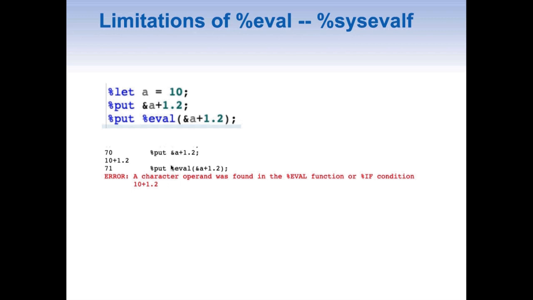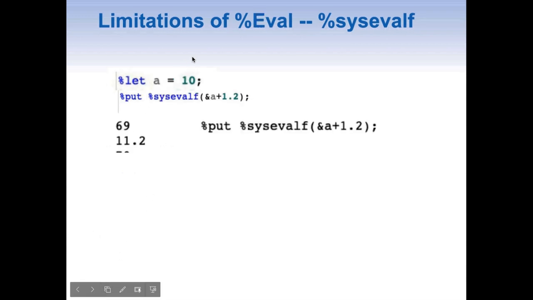But when we are trying to do a %eval and then try to do the calculation, we get an error saying that a character operand was found in the %eval or %if condition: 10 plus 1.2. So it has a problem with this decimal. Now to address this, what we can simply do is use %sysevalf. When we do %sysevalf and then say &a plus 1.2, it gives us 11.2.